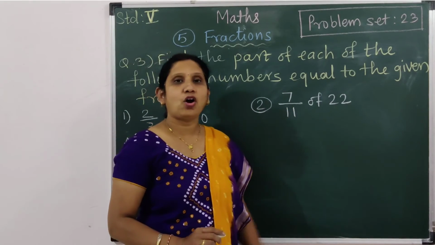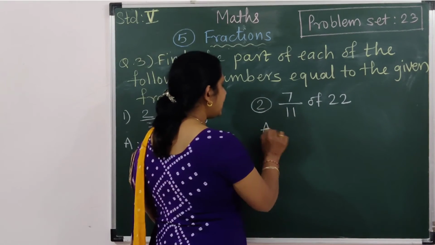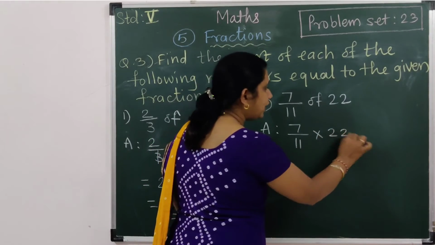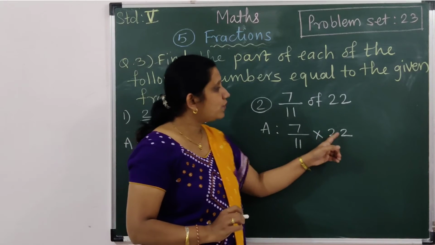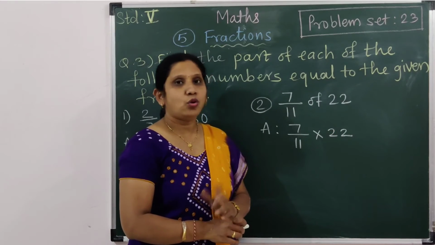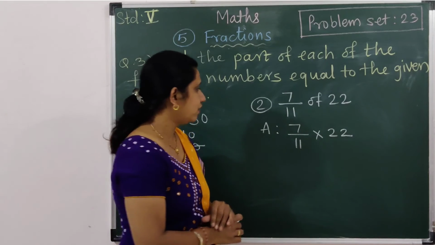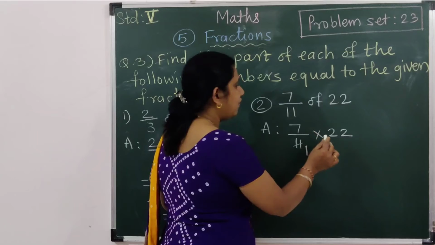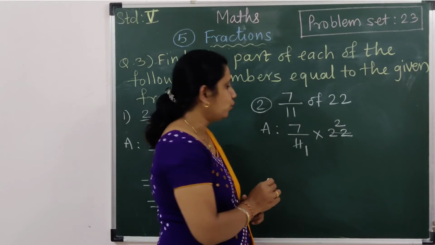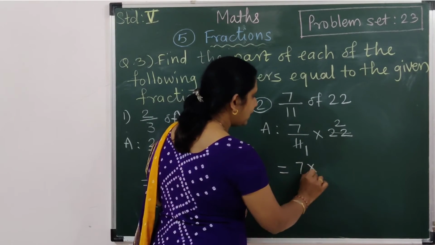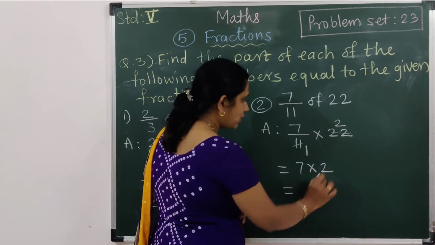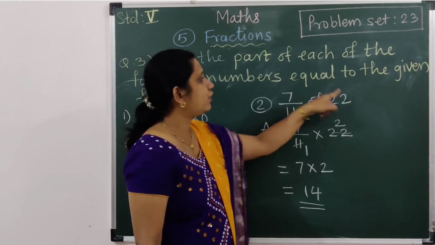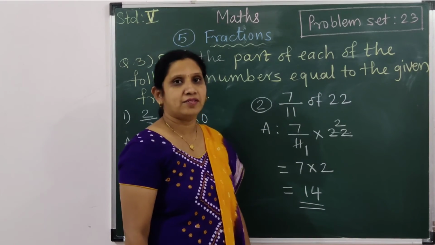7 upon 11 of 22. Let's see its answer. 7 upon 11 multiplied by 22. Again, 22 means 22 upon 1. No need to write that upon 1. Here also we can do the cancellations. 11 ones are 11. 11 twos are 22. So this is equal to 7 into 2. 7 twos are 14. So our answer is 14. It means 7 upon 11 of 22 is 14.